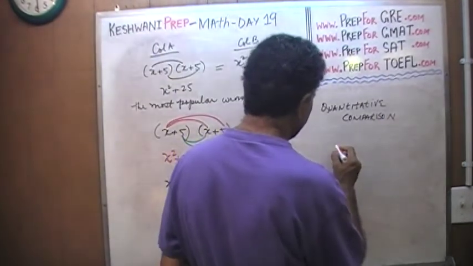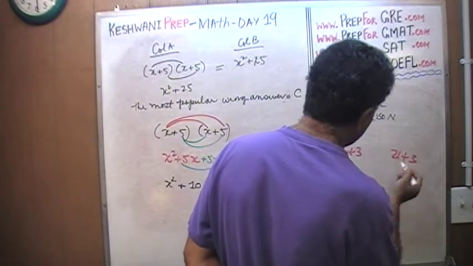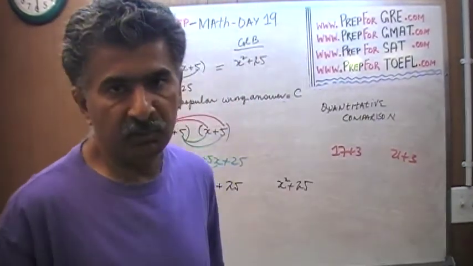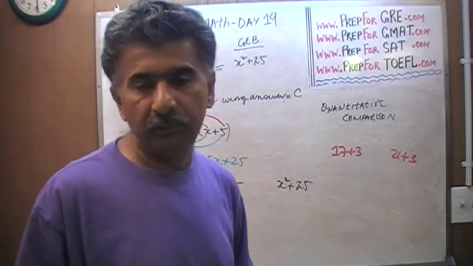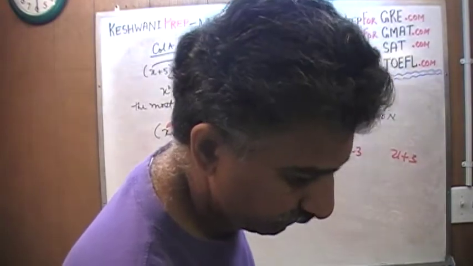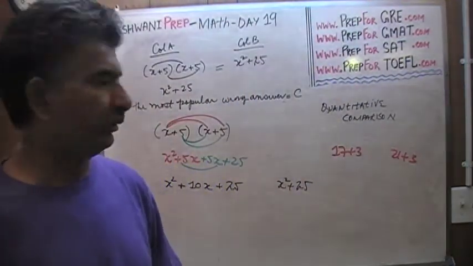If I ask you which quantity is bigger, 17 plus 3 or 21 plus 3, you could actually do 17 plus 3, 20, 21 plus 3 is 24, and then tell me 24 is bigger than 20, but that wasn't the point here. These are not called quantitative computation. These questions are called quantitative comparison. Your job is simply to compare the two quantities, not compute the thing.